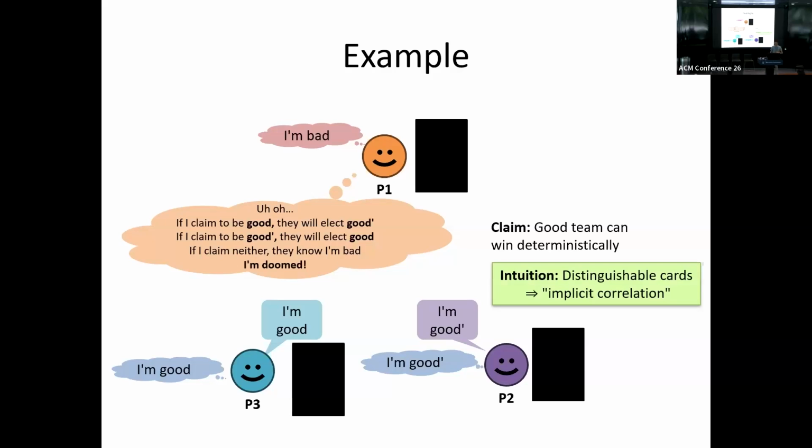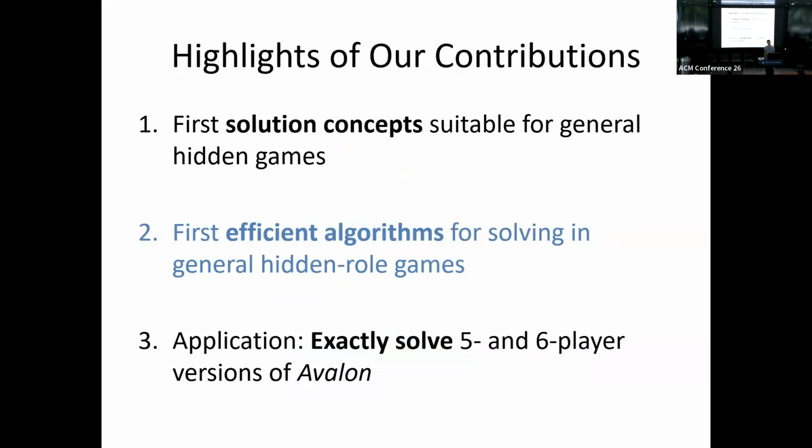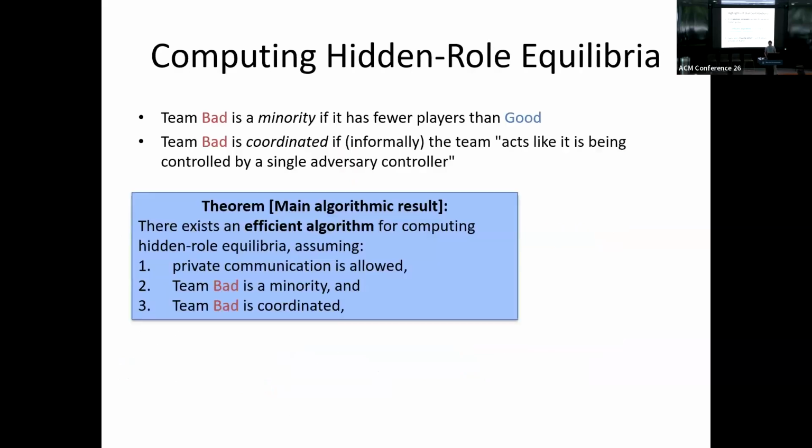Okay, so now I'm going to talk about algorithms for solving this family of games. I'm going to make a couple of assumptions which, in this family of games, when they're played in practice, are basically always true. The bad team is a minority if it has strictly fewer players than good. Most games that you would play, for example Avalon, definitely have this property.